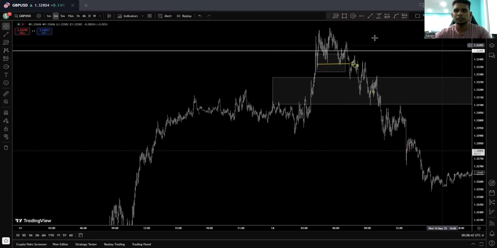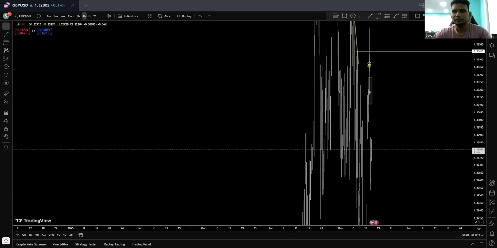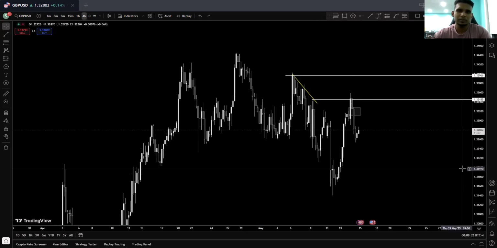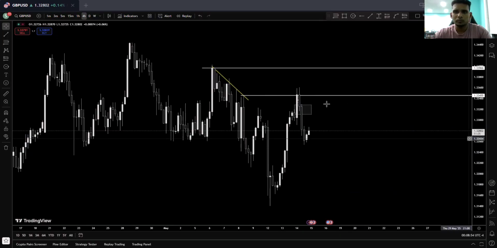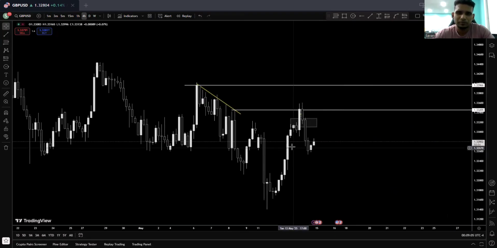In the 4 hour later, I identified one thing. It just swept the liquidity and the high has been taken. And the fair value gap that I marked in 1 hour, there is nothing there in the 4 hour time frame. In the 4 hour time frame, the only fair value gap created is here. So once this liquidity has been swept, price expanded towards this fair value gap.